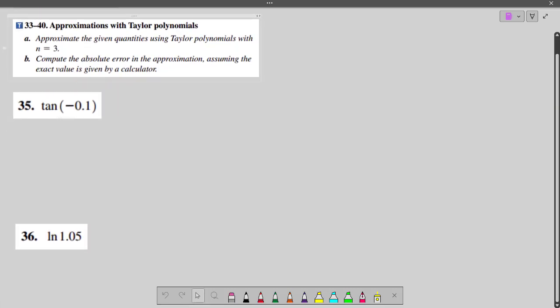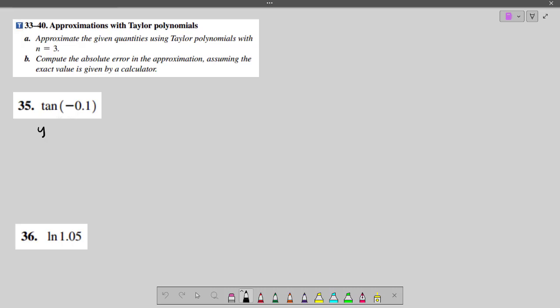So they want us to go out to a polynomial with n equals 3. So remember that when n is 3, that means the third order. That's not the number of terms. The number of terms usually is one more than n because we have a constant term. So the nth order Taylor polynomial is the degree of the polynomial, not the number of terms. So the first thing we do is our sequence of derivatives.